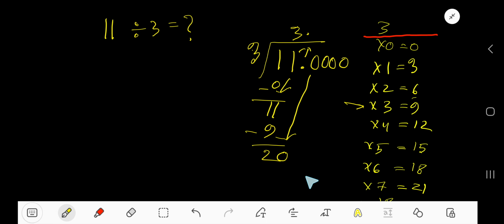How many times does 3 go into 20? 7 times 3 is 21, which is greater, so 6 times. Right, 6. 6 times 3 is 18. Subtract, and you get 2. Bring down another 0. Now you have 20.